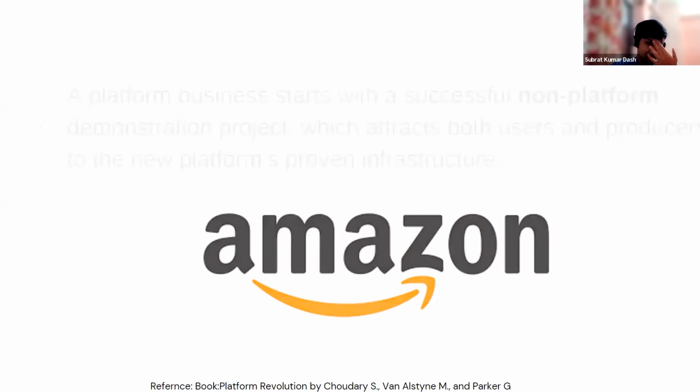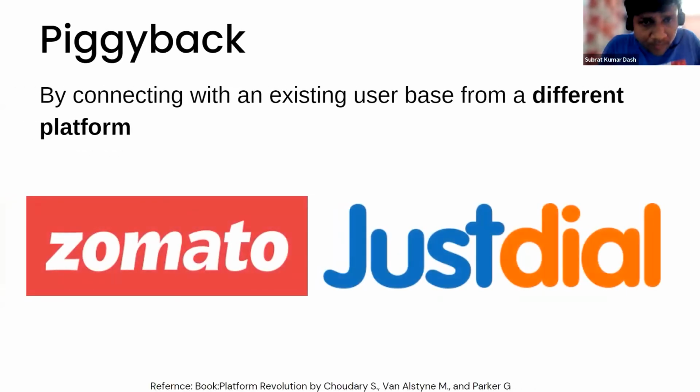Coming to the second one, which is piggyback. Piggyback is telling that you have to have an existing user base, which you can leverage to gain that particular platform. You remember the days when Zomato initially started with collecting newspaper restaurant reviews and restaurant location details. It started with that particular one.